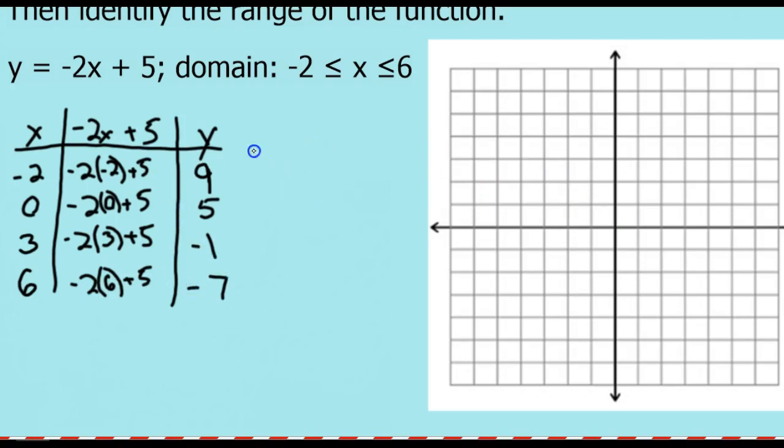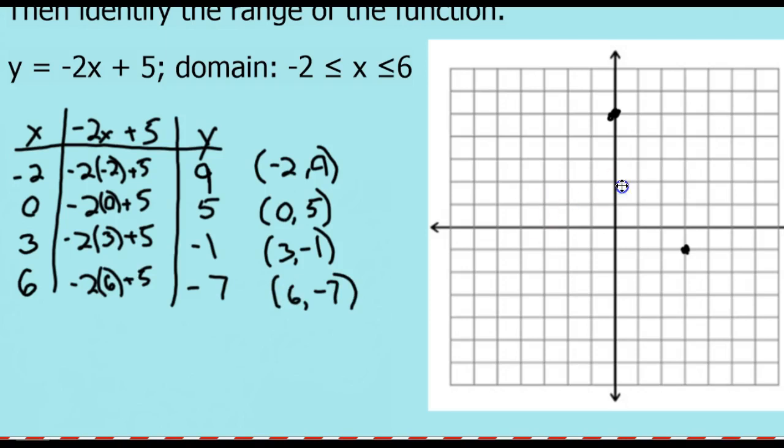So if we graph this, we can't graph negative 2, 9, because that goes off the grid. We can graph 0, 5, though. 0, 1, 2, 3, 4, 5. We can graph 3, negative 1. 1, 2, 3, negative 1. And we can graph 6, negative 7. 1, 2, 3, 4, 5, 6. 1, 2, 3, 4, 5, 6, 7.